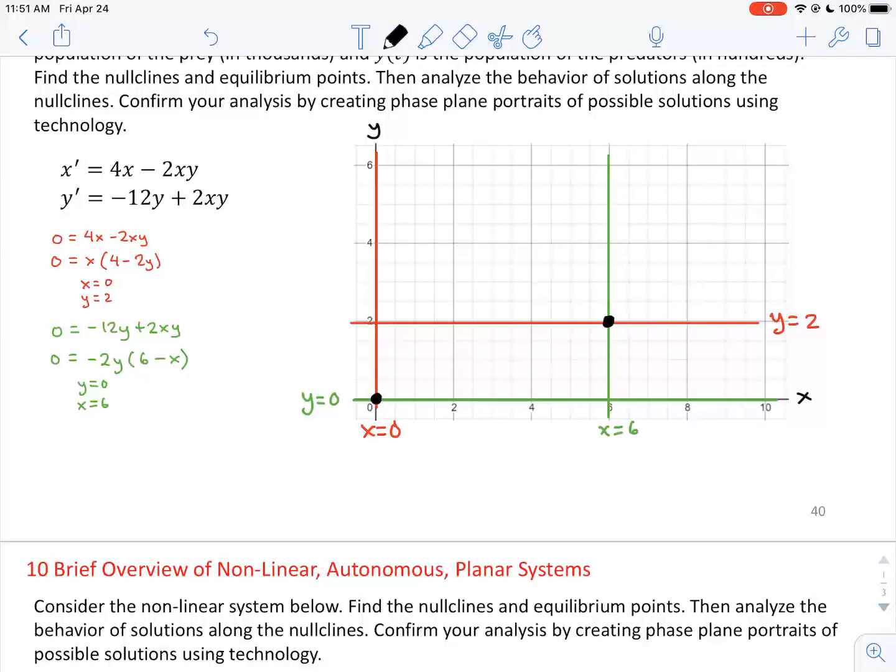Now, equilibrium points are simply points where both derivatives are 0, right? If you plug the point (6, 2) into this system of equations, plugging in 6 for x and 2 for y, you will get 0 for x prime and 0 for y prime. Meaning that if the populations are 6,000 prey and 200 predators, that's considered the perfect balance. According to this model, there's not going to be expected changes in population. They sort of found a balance.